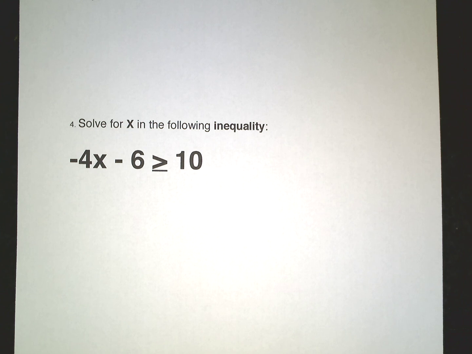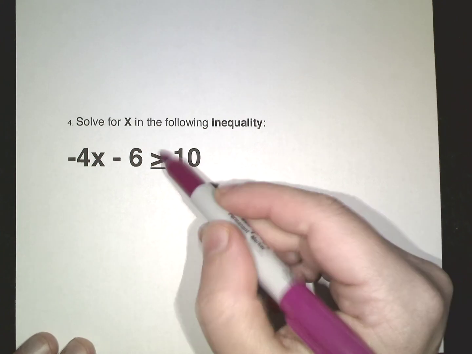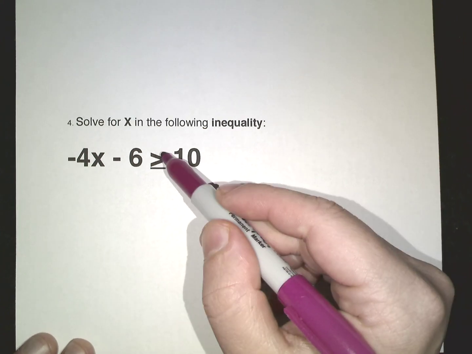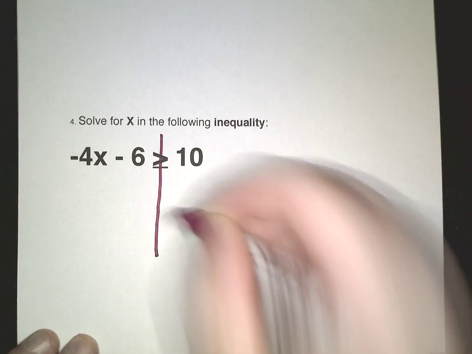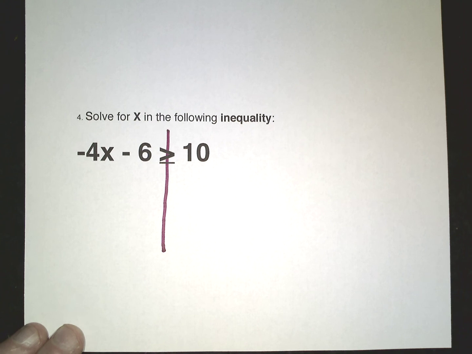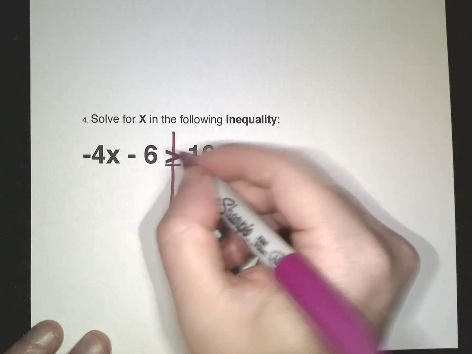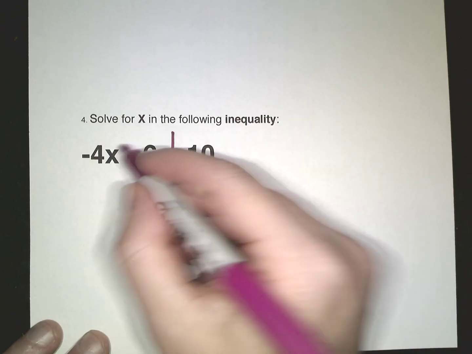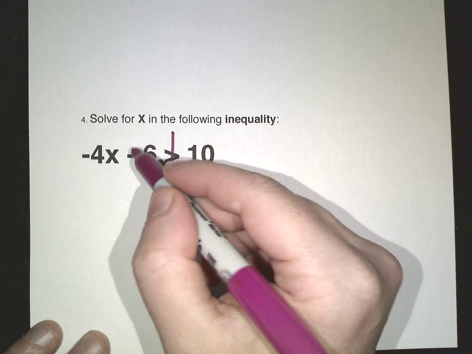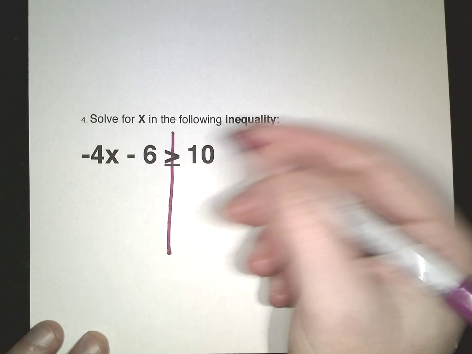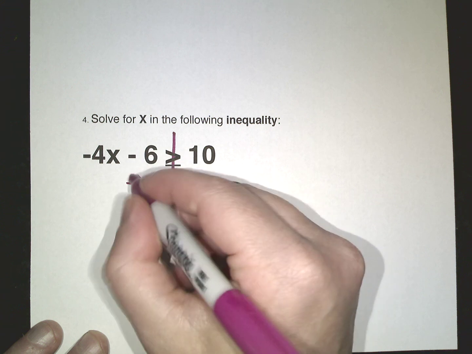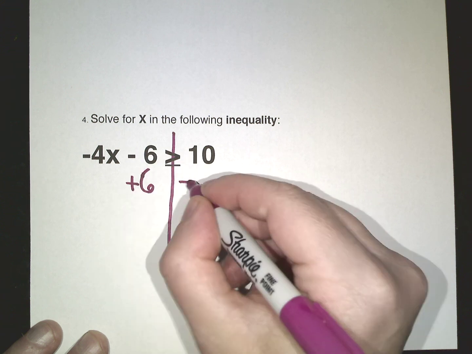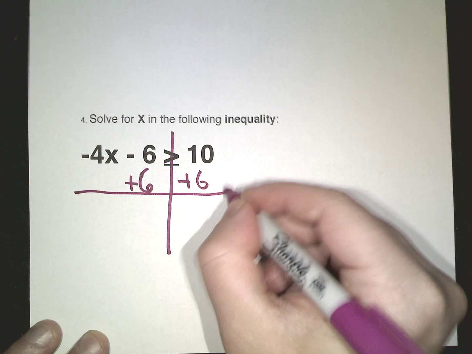Here's a 2-step inequality. The only difference here is that instead of an equal sign, I have this inequality sign, which is kind of the same thing. So I'm going to treat this problem just like I did the other. I've got to get everything away from the x, so that means I've got to get rid of the -6, and I have the -4. I do addition and subtraction first, so this is subtraction, so I do the opposite: +6, because I want to get rid of 6. I want to throw 6 out.